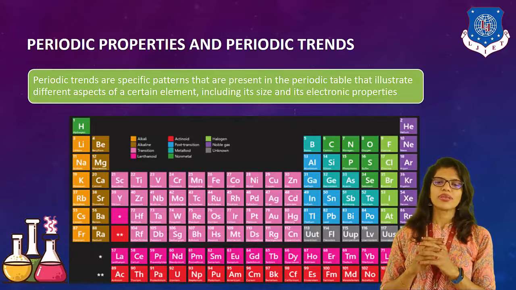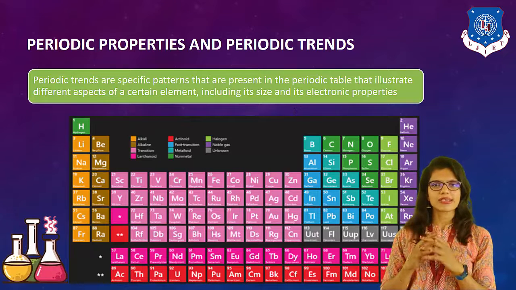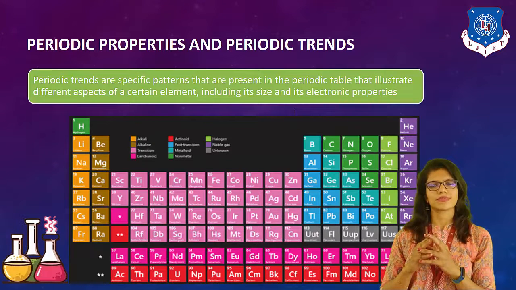So, periodic trends are specific patterns that are present in the periodic table that illustrate different aspects of certain elements. For example, their atomic sizes, their electronegativity, their ionic sizes or nuclear charge, etc. We will study them one by one, as well as we will study their trends also.